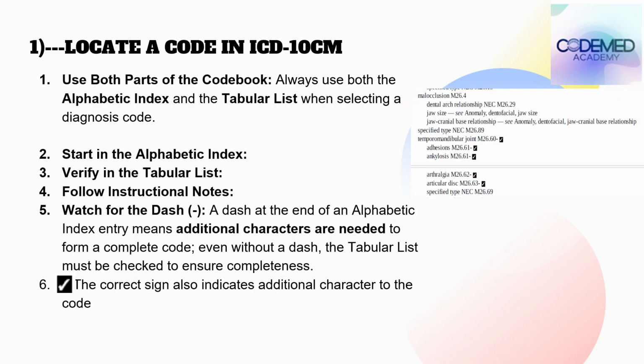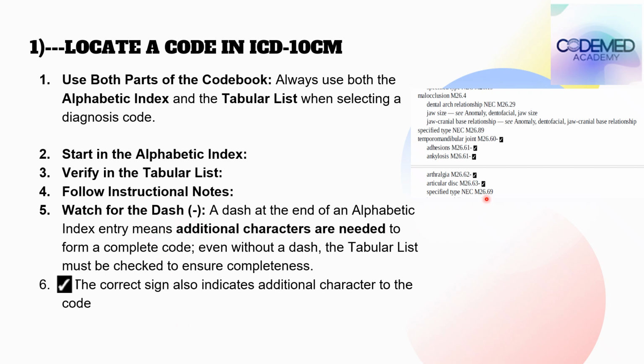So the guidelines which are given in your book, I tried to simplify by putting them into points. The first point is: always use both the alphabetical index and tabular list when selecting a diagnosis code. Start in the alphabetical index, verify in the tabular list, follow the instructional notes, and watch for the dash.